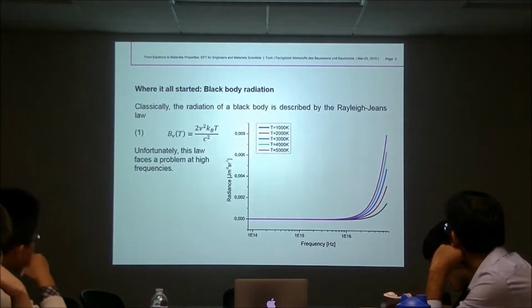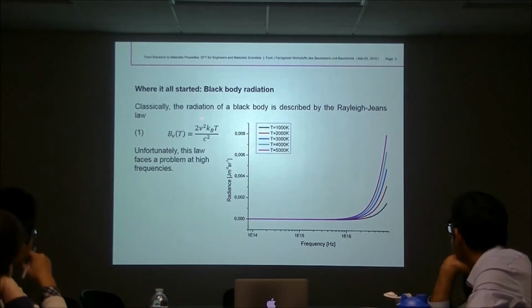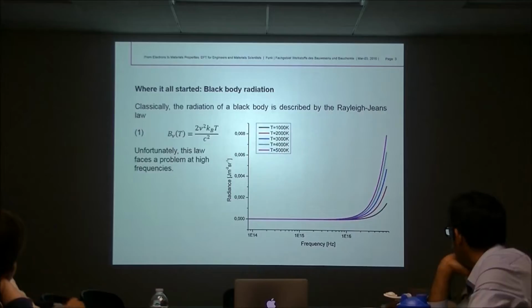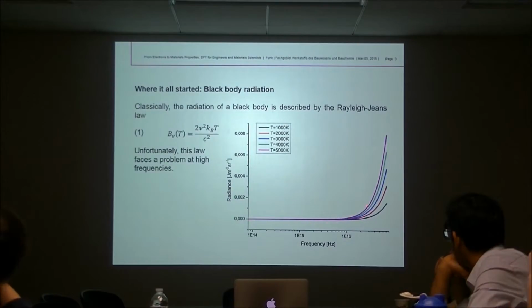This is where it started. Black body radiation. From classical mechanics, the Rayleigh-Jeans law has been derived, and this works pretty fine unless we are reaching high frequencies of light, which means short wavelength. What's happening there is that we just go up exponentially in the intensity.